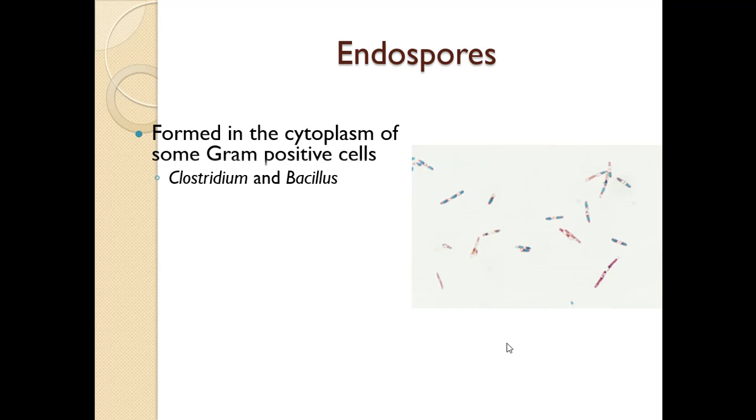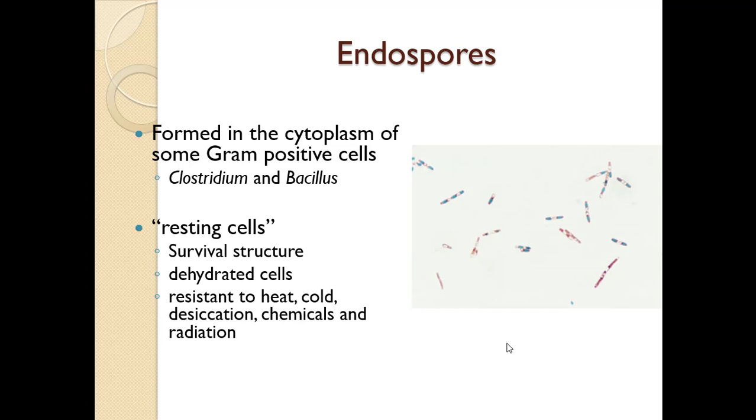Endospores are formed in the cytoplasm of some gram-positive cells like Clostridium and Bacillus, such as anthrax. What these endospores are is the bacteria in a resting state. So it's more of a state that the bacteria wants to be in if it just wants to survive. It's not really in its living state. It's dehydrated. It's very resistant to heat, cold, desiccation, chemicals, and radiation.